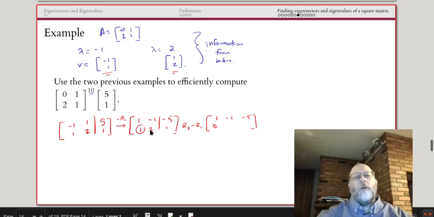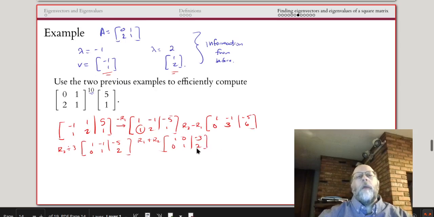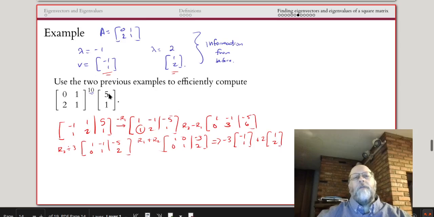1 minus 1 is 0. 2 minus a -1 is 3. 1 minus a -5 is 6. So then row 2 divided by 3 is 0, 1, 2. And then I'll add that to row 1. 1 and -1 is 0. -5 and 2 is -3. What this tells me is if I take -3 copies of the first vector, (-1, 1), and +2 copies of the second vector, I should get the vector (5, 1).